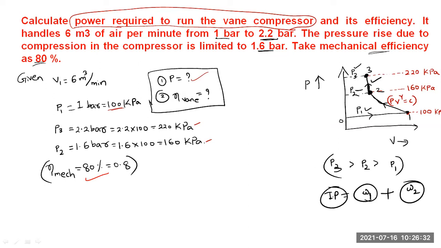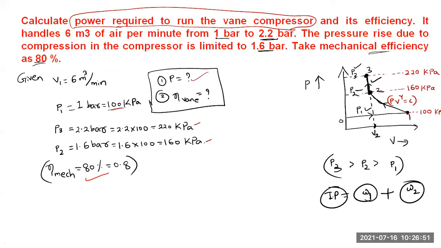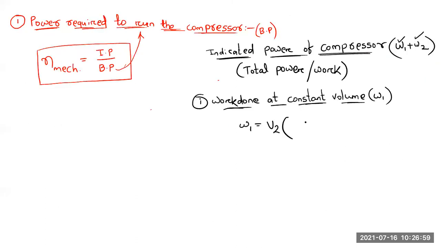Okay, so for this constant volume process, what is the work done formula? Suppose in this process the volume is V2. So the work done formula is V2 into the pressure difference. Highest pressure is P3, lowest pressure is P2. So pressure difference is P3 minus P2. Okay. So this formula you will apply to calculate the work done at constant volume.